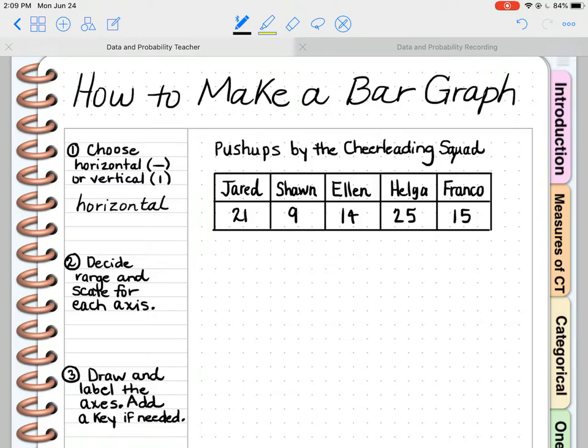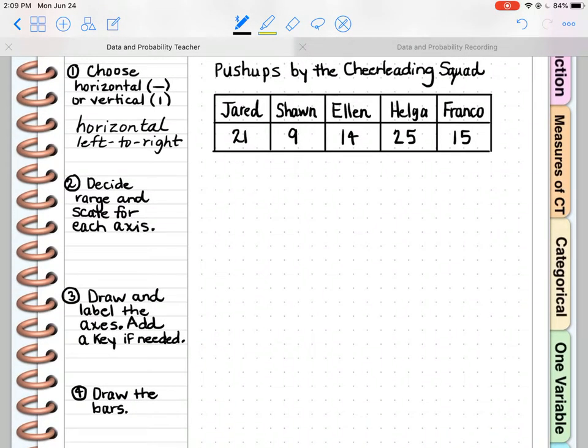Okay, so we are moving left to right. Our bars will run across the page instead of up and down. Okay. And the next thing we have to do is decide the range and scale for each axis. And the axis lines are just the lines that go this way and this way. Let me straighten that up. An axis is a line, so it's going to go up and down, left and right. We've always got 2 of them.